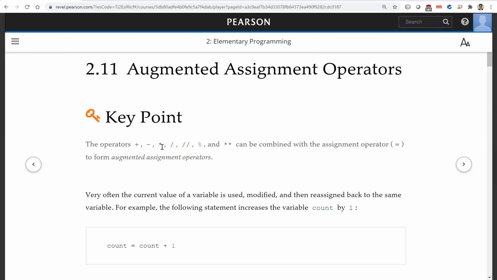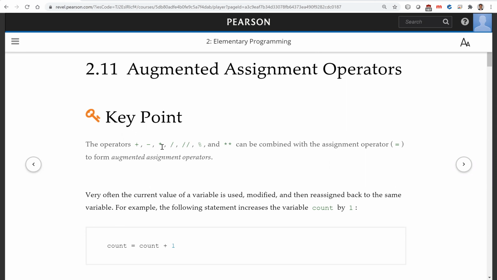All of these operators have a corresponding augmented assignment operator. So this is addition assignment, subtraction assignment, multiplication assignment.